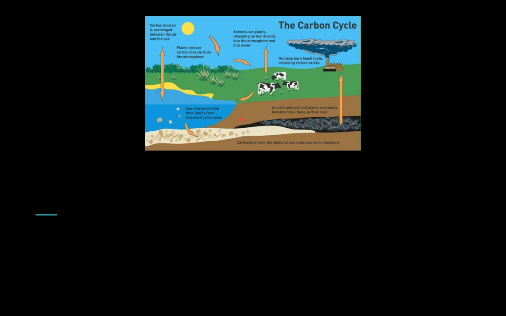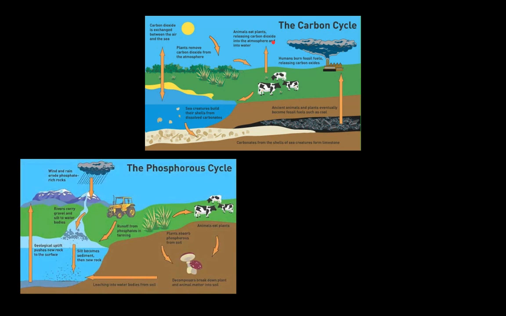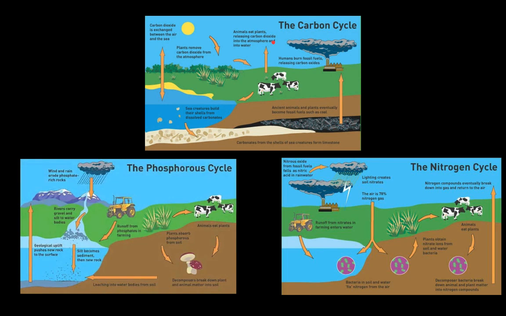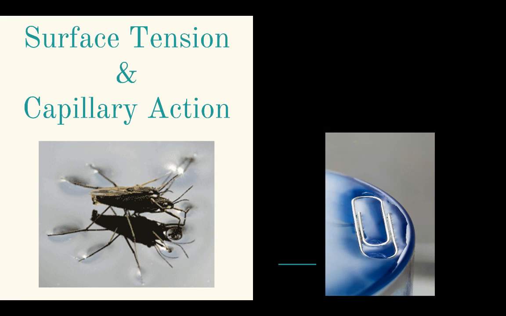You know, the sea creatures, you've all been to the beach and collected shells. Those shells were created from sequestering the carbon out of the water for these animals. Then it ends up, you know, limestone is a perfect example, and just through the cycle. And again, if you notice, through phosphorus, through the nitrogen cycle, water is always a component, which we'll look at in more detail in later lectures. So let's move on to surface tension and capillary action.